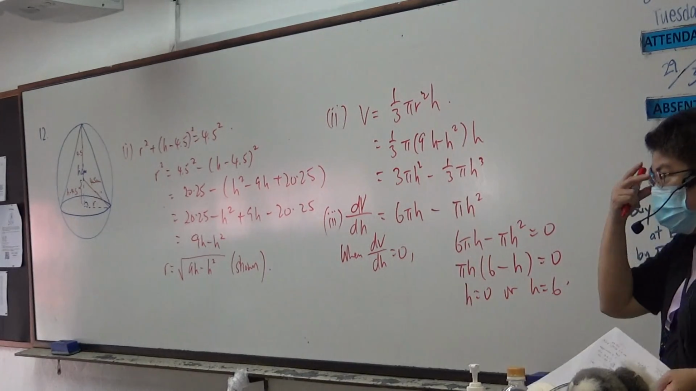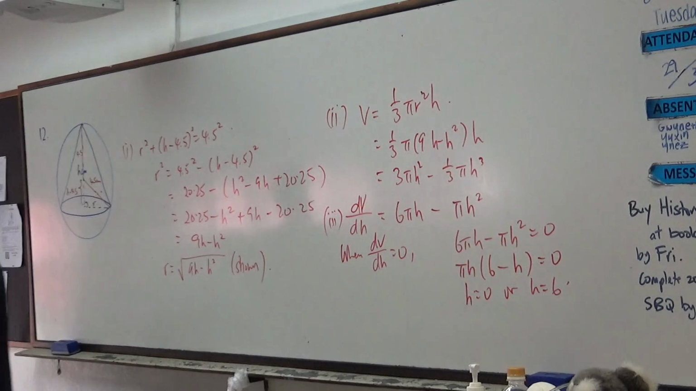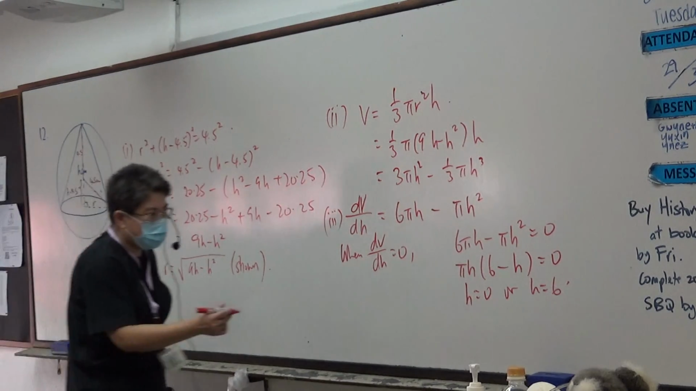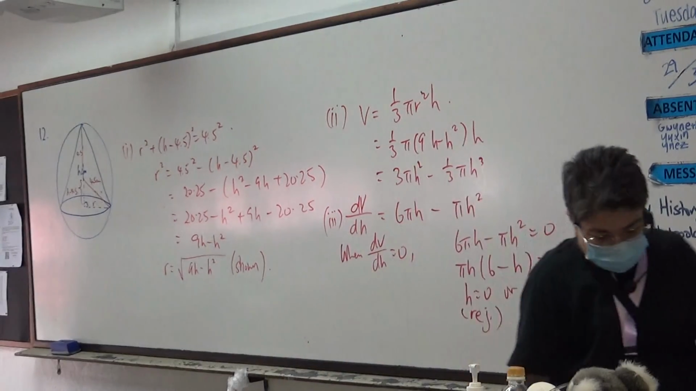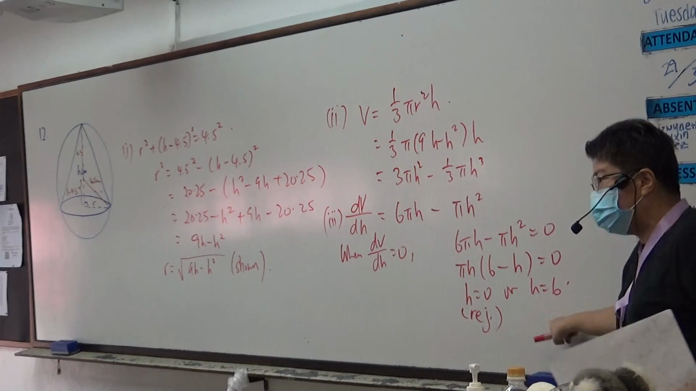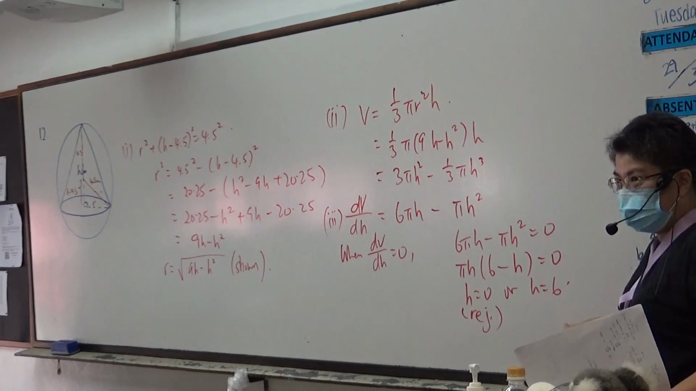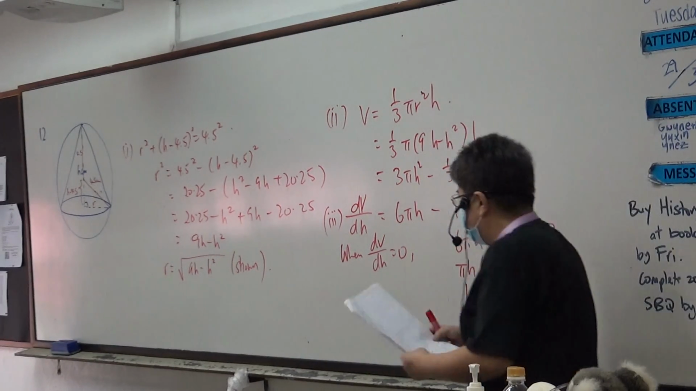Everybody okay? Now, I want to ask, can h be 0? Look at this diagram. Can h ever be 0? If it's 0, there's nothing already. Can you see? Okay, so this one will be rejected. Therefore, given that h may vary, find the value of h for which the volume is stationary. So h will be equal to 6. Everybody clear? Okay, alright.